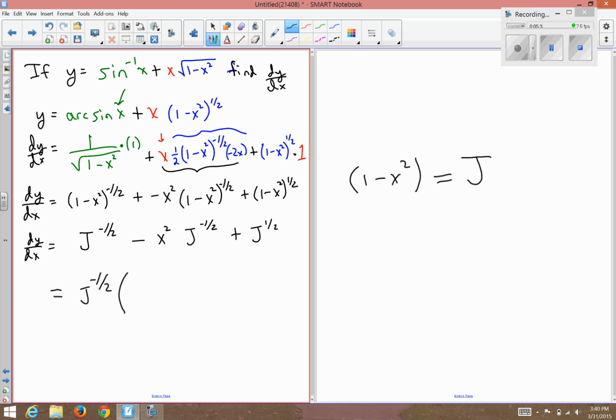And when we factor that out, we're left with a 1 minus x squared plus j. The j to the negative 1/2 in these two terms is factored out here. And when we multiply this back, this term out here, the common factor times j to the first, is j to the 1/2. Because when multiplying, we add the exponents.